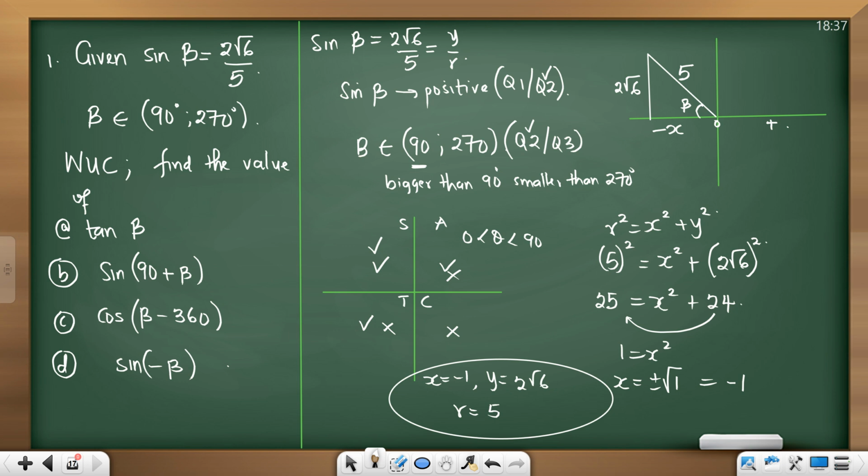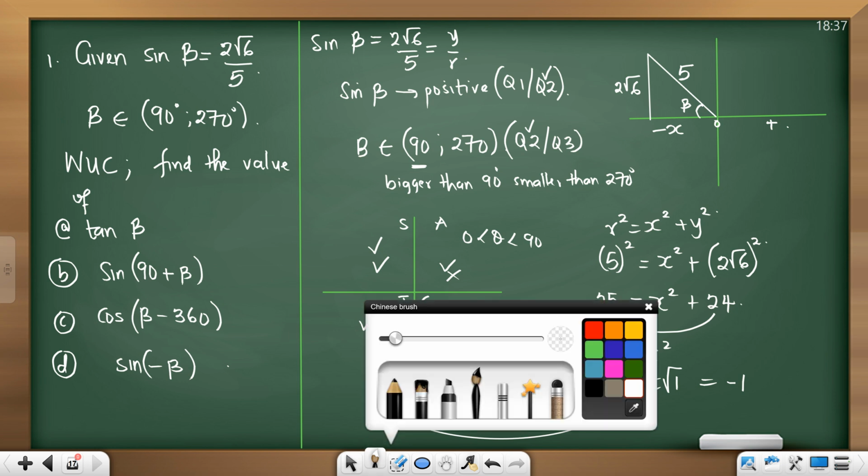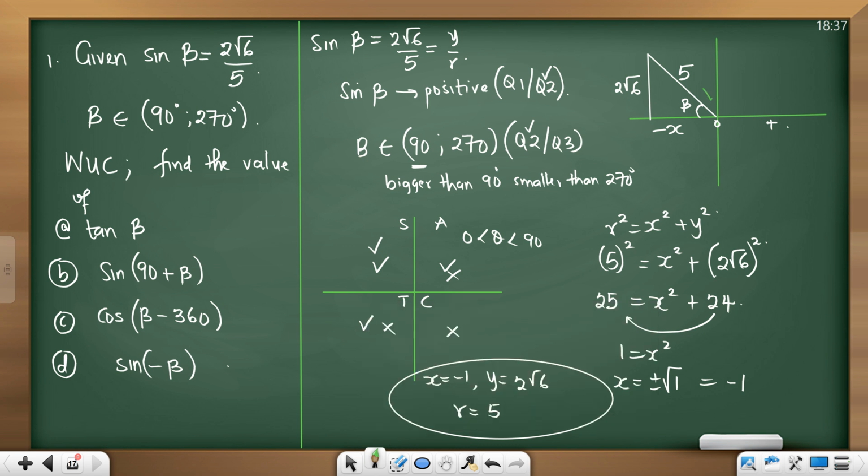Okay. Now, I can look at my 4 questions by just simply looking at my x. And by the way, guys, let me show you how this is marked. There's a mark for that diagram, so don't think we're playing. You get a mark for choosing the correct quadrant. You get a mark for your x value or y value or r value that you have to calculate.